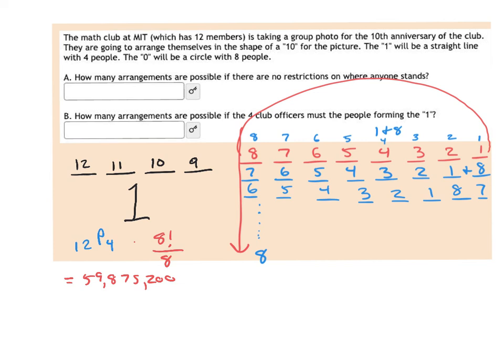Now the second part says, how many arrangements are possible if the 4 club officers must be forming the 1? Well, if we do that, then there's only going to be 4, 3, 2, 1 to choose from here. So that would be 4P4, and then we're still going to multiply by 8 factorial over 8 because that part hasn't changed, which will equal 120,960.